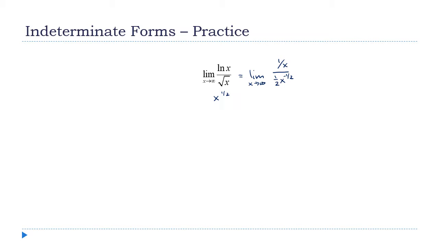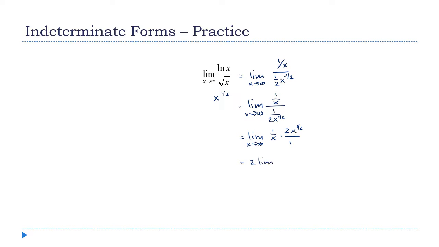Let's do a little algebra, simplify this messy expression in here. This is the limit as x approaches infinity of 1 over x over 1 over 2 x to the 1/2. I just move the negative exponent down to the denominator. And now let's do what we do to simplify fractions. This is the limit as x approaches infinity of 1 over x times 2 x to the 1/2 over 1. And we can bring the 2 out in front.